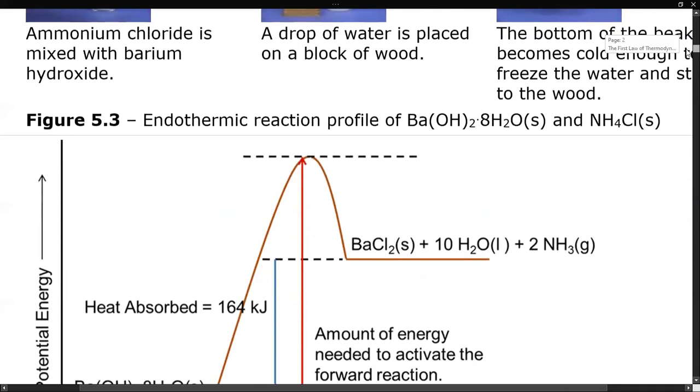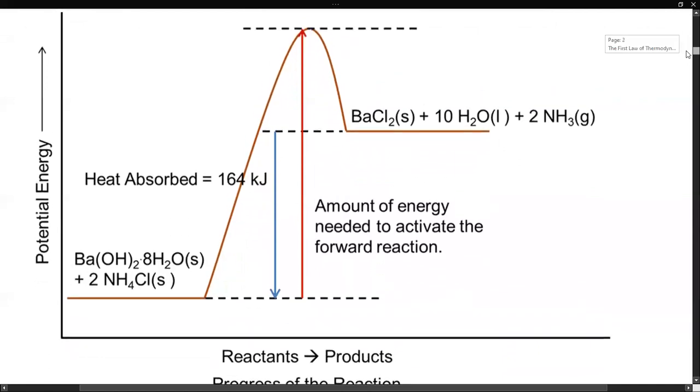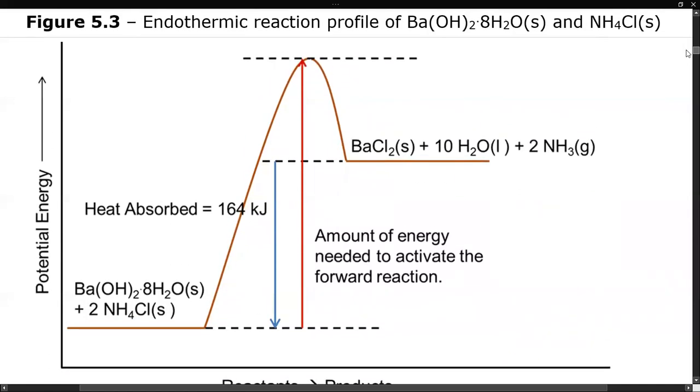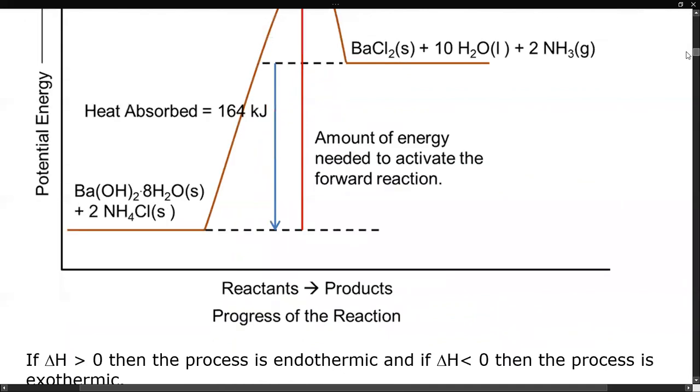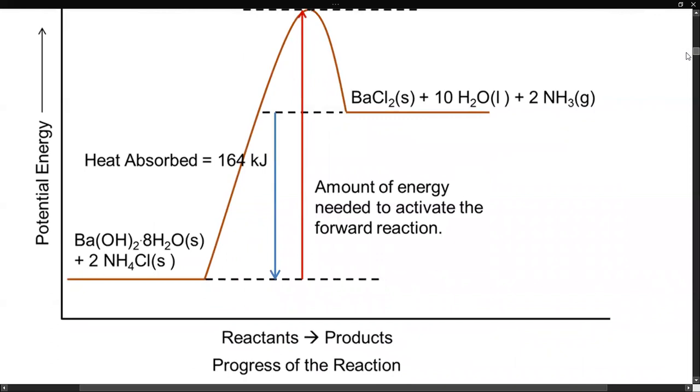So let's look at the reaction profile of the barium hydroxide with the ammonium chloride. And if we look at the graph, we can see we've got another peak. Again, that's your activation energy. It's a steeper hurdle to climb because I've got to put that difference in energy in. Notice the energy of the products is higher than the energy of the reactants, indicating a net absorption of energy over the course of the reaction.